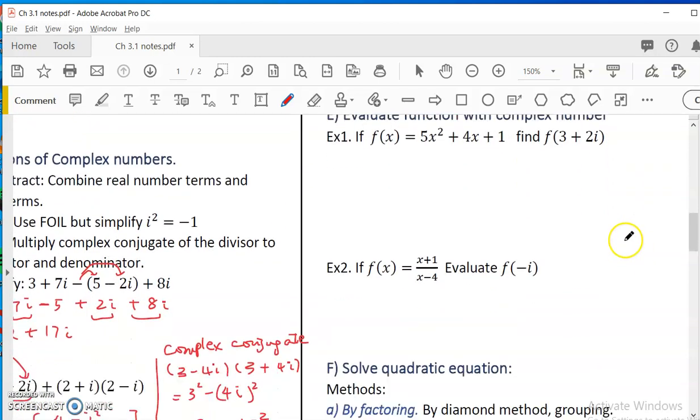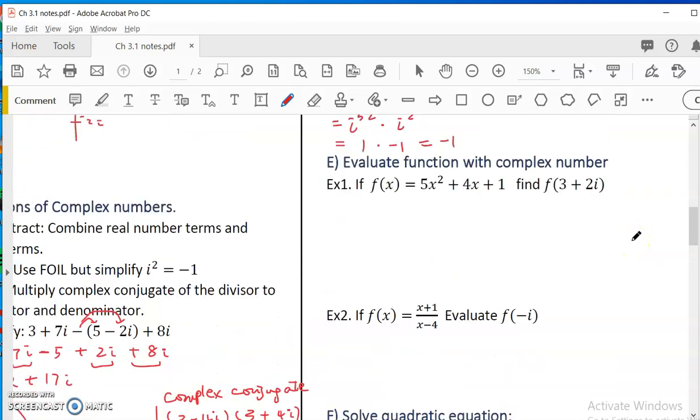The last few questions are about plugging in a complex number into a function. Now, this must be a function that is in the complex plane. Usually when we are looking at regular functions, like in chapter 1, they are functions in a real number plane. So that's why when we do domain, we only allow real numbers. But if this function is defined in a complex plane, I can plug in a complex number.